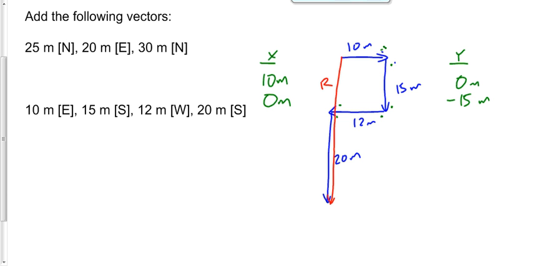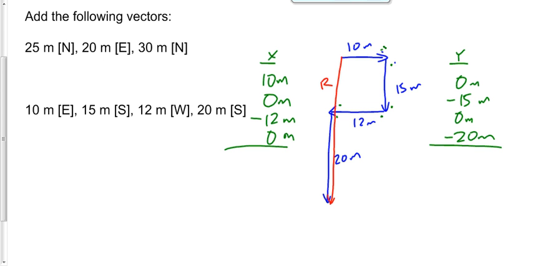Excellent. How much of that 12 is on the X axis? Negative 12. All of it, but it's negative because it's to the west. How much of that 12 is on the Y axis? 0. And finally, the 20. Alex, how much of that 20 is on the X axis? 0. And Taylor, how much of that 20 is on the Y axis? Negative 20. Good. You guys are superstars with this.